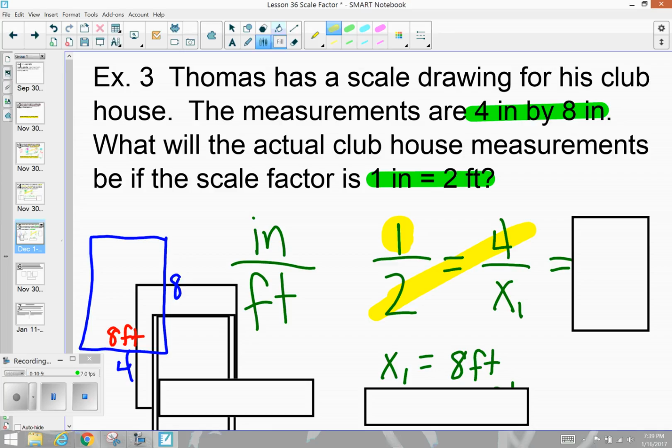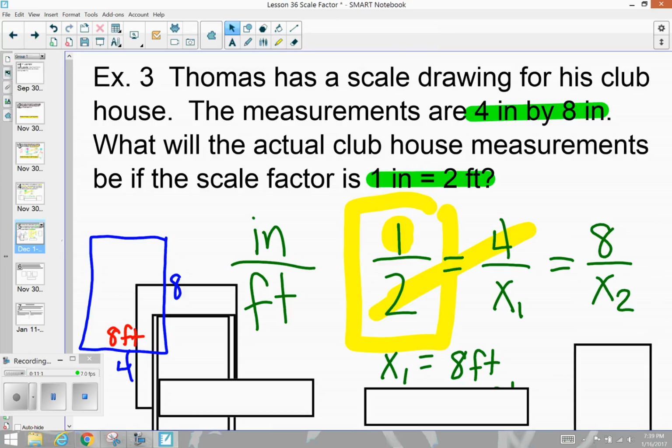All right, so again, we're going to use 1/2. And we are going to figure out the 8 inches. So we're going to set that up. 8 inches, and this is our second side, so it's x/2.